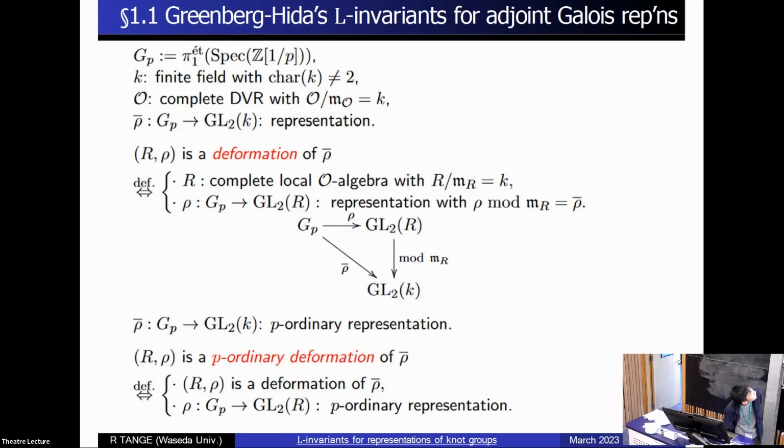We call the pair (R, rho) a deformation of rho bar if R is a complete local ring with residue field K, and rho is a representation from the Galois group to GL2(R) with rho modulo the maximal ideal of R coinciding with rho bar. In particular, if rho bar is an ordinary representation, we call the pair (R, rho) an ordinary deformation of rho bar if (R, rho) is a deformation of rho bar and rho is also an ordinary representation.